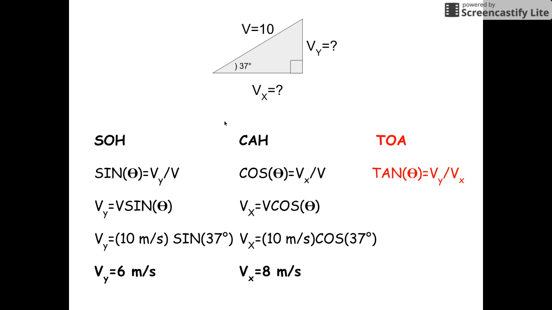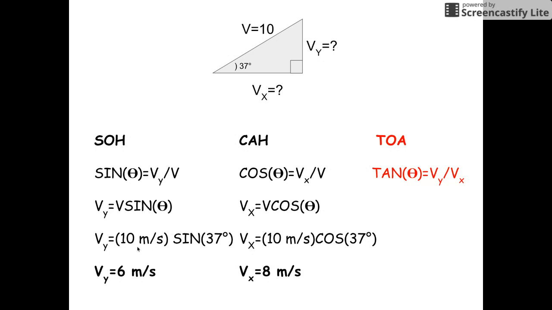Usually what we do in physics is we just rearrange that. We multiply both sides by V. And so now you have a formula for calculating the y component of the velocity. It's Vy is equal to V sine theta. That formula is a great one to write down because that's one that you're going to use over and over and over. How do you use it?